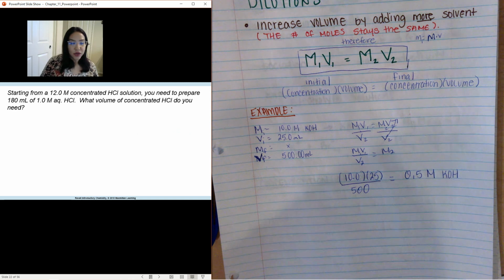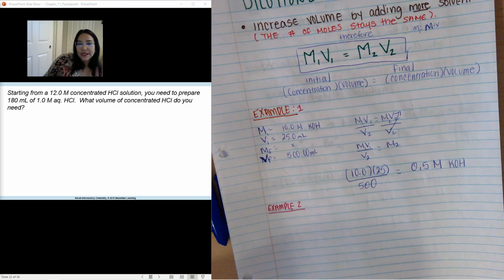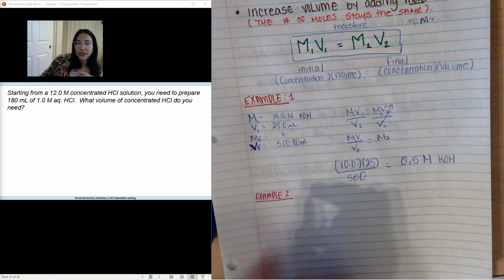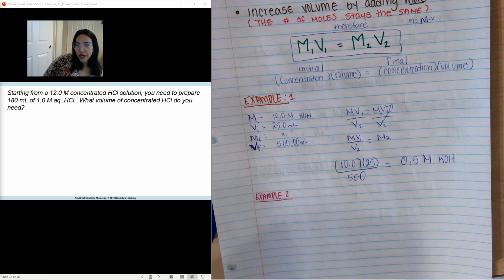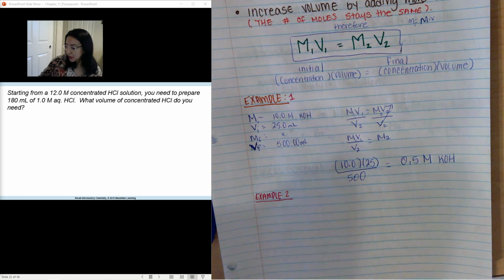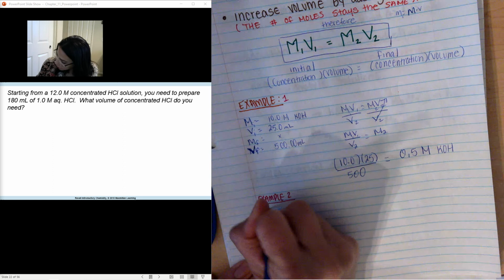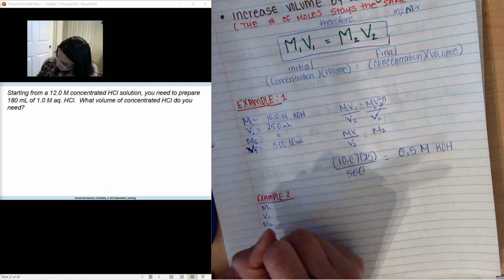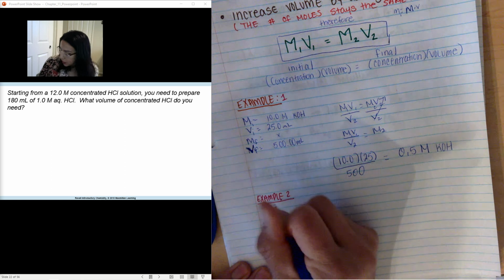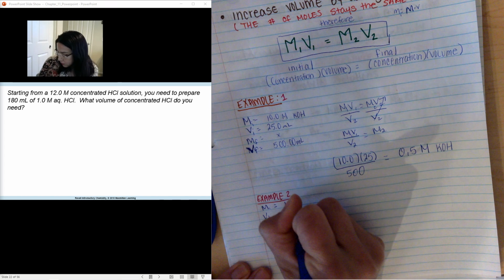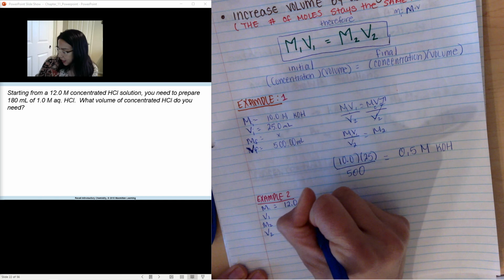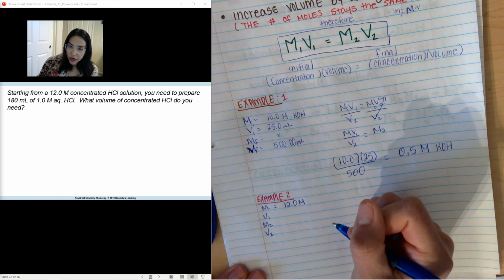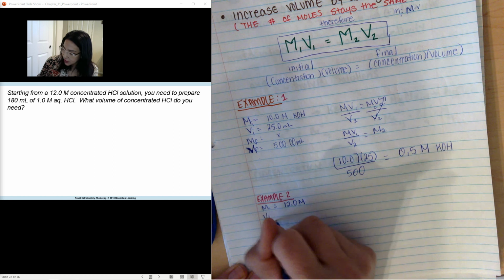All right, so now we're going to do a second example. In example number 2, it says, starting from a 12 molar concentrated hydrochloric solution, you need to prepare 180 milliliters of 1 molar aqueous hydrochloric. What volume of concentrated hydrochloric do you need? Let's go ahead and write everything out. M1, V1, M2, V2. All right, so M1 is starting from 12 of hydrochloric. You need to prepare 180 milliliters of this.